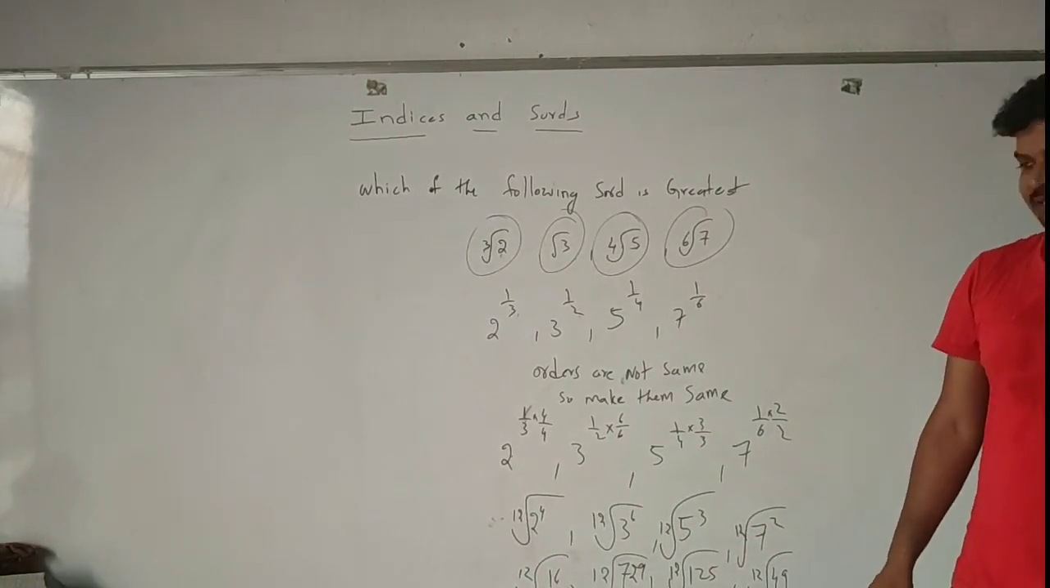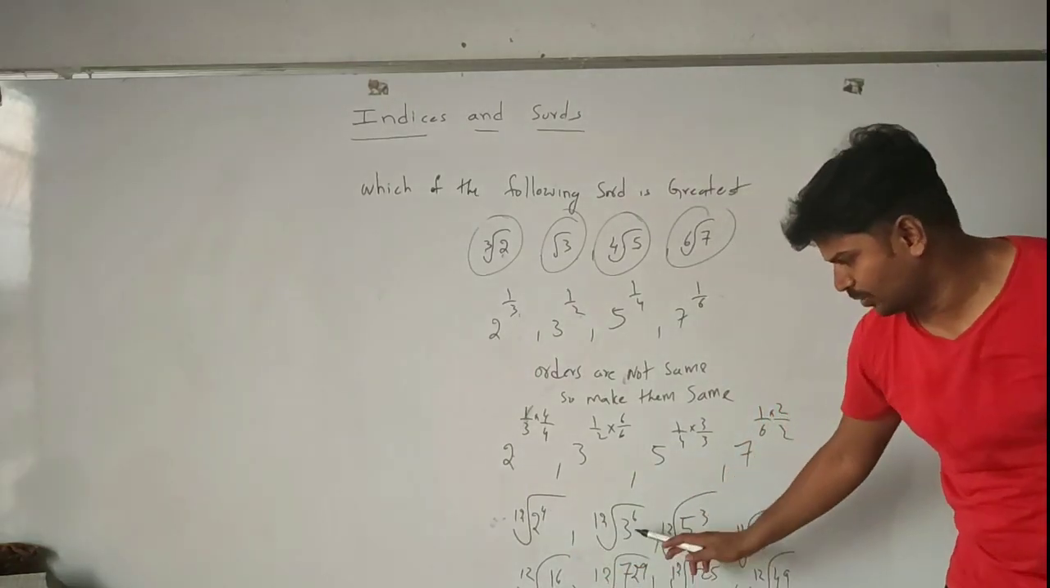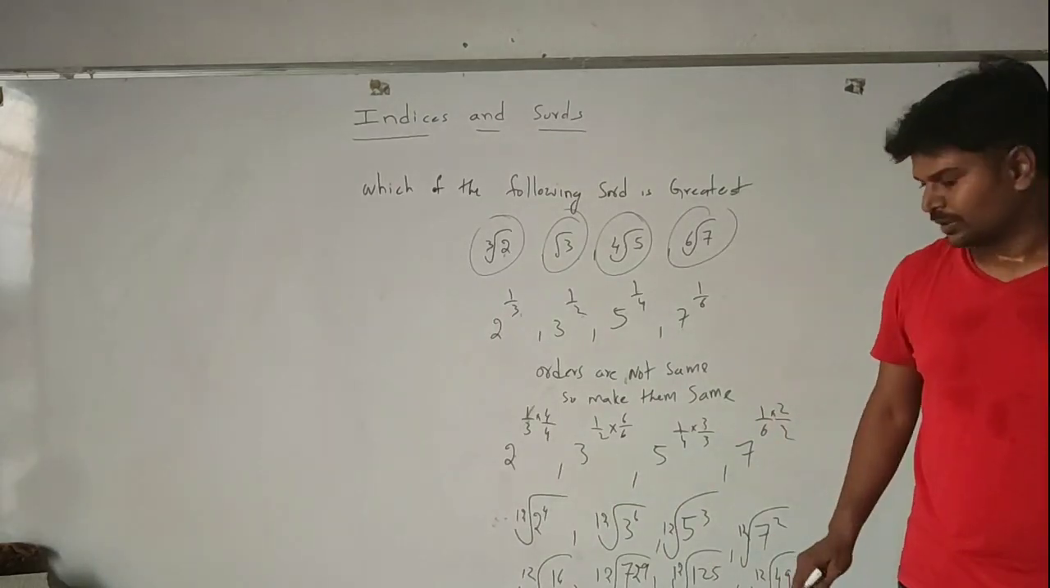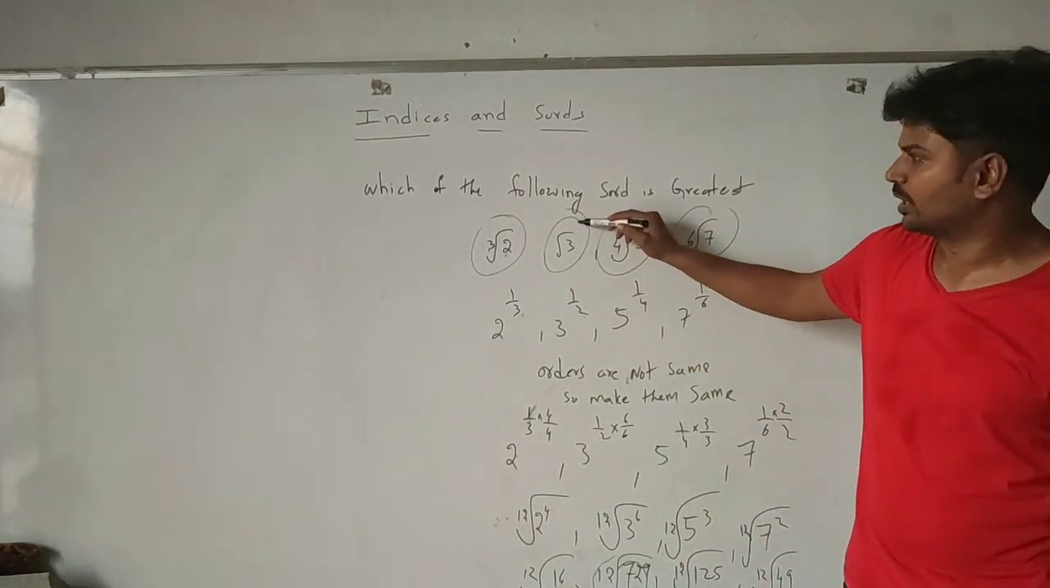Now we can compare which one is greatest, because the orders are the same. Here we have 2 to the power of 4 means 16, 3 to the power of 6 means 729, 5 cube means 125, 7 square means 49. Which one is the greatest here? Obviously the 12th root of 729, which comes from root 3. So this is the highest here.